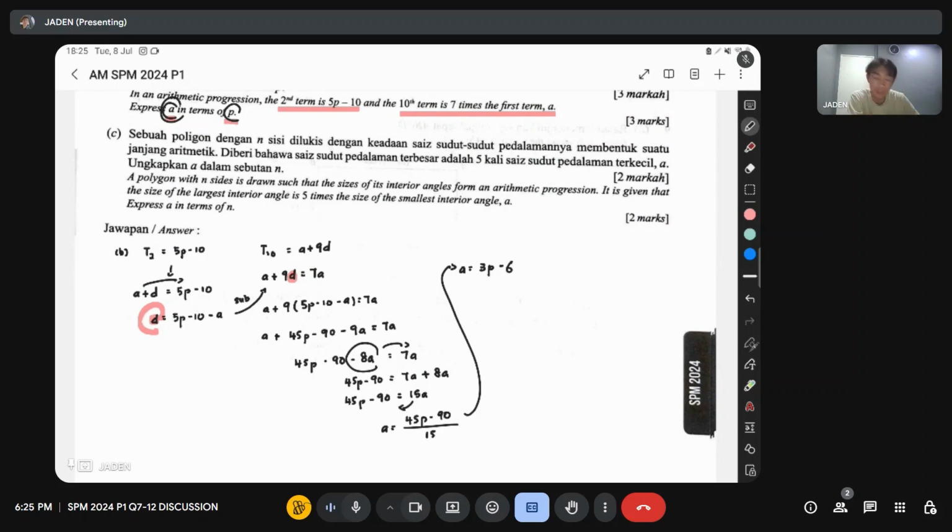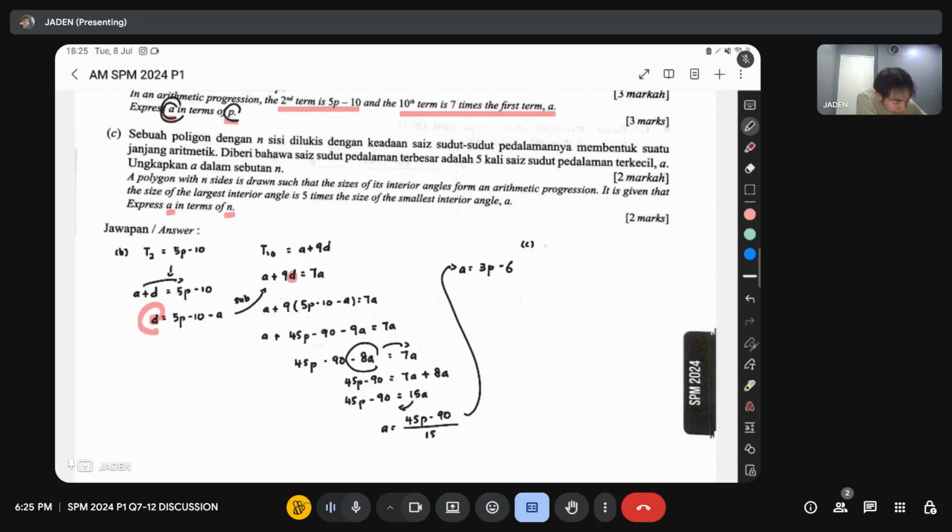Okay, let's move on with C. A polygon with n sides is drawn such that the sizes of its interior angles form an arithmetic progression. It is given that the size of the largest interior angle is 5 times the size of the smallest interior angle. Express a in terms of n. A in terms of n. Okay, let's write down C here.